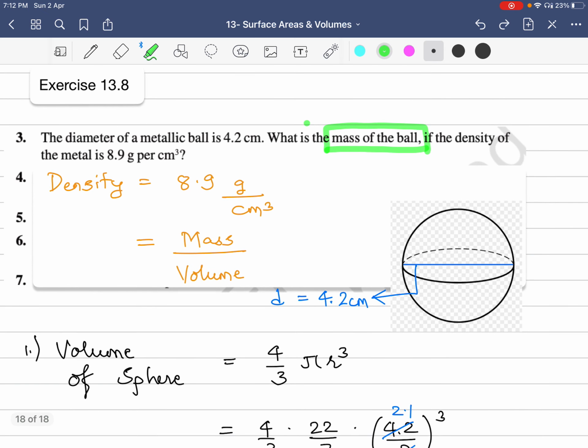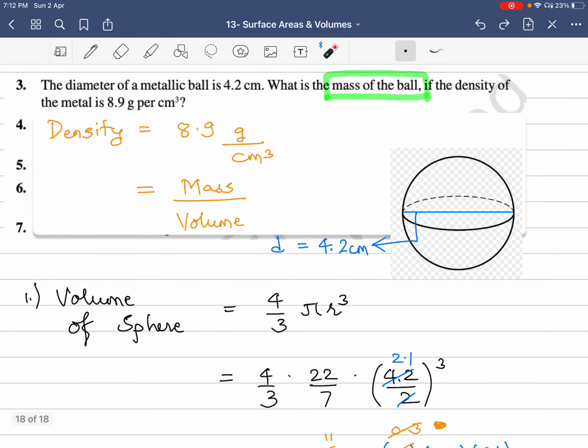A little bit different question. We were given the density of the metallic ball and its diameter. We found the volume, and then using a simple formula, density is equal to mass divided by volume, we found the mass of the spherical ball. So this is a very simple and straightforward application of the formula for the volume of the sphere.